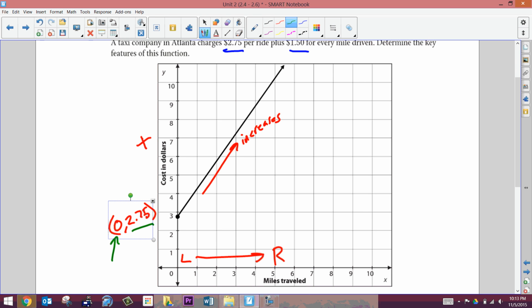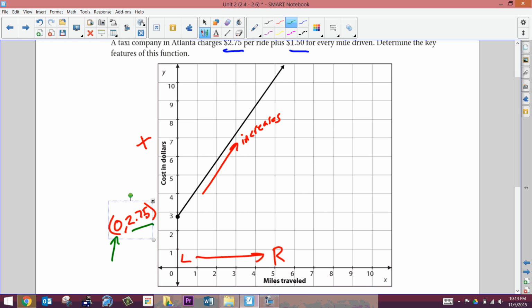Okay, is there a maximum value? Well, technically no. I mean, you could really drive forever, and so it would go to infinity. So you'd say it has no maximum. You would not say infinity is a maximum. You just say, well, it goes to infinity, therefore it has no maximum.